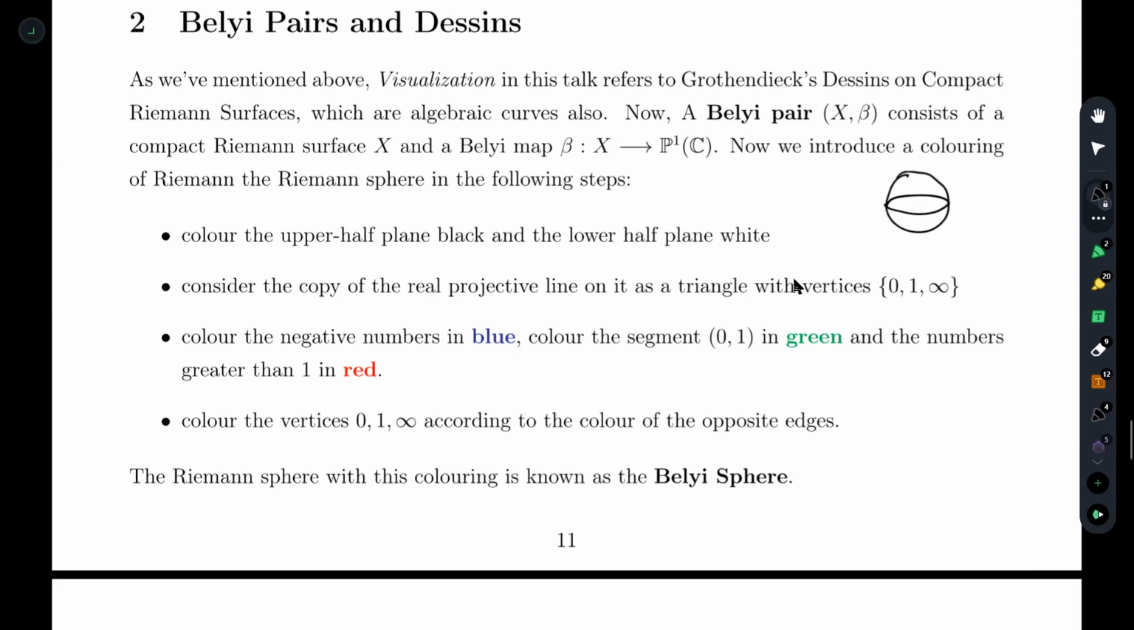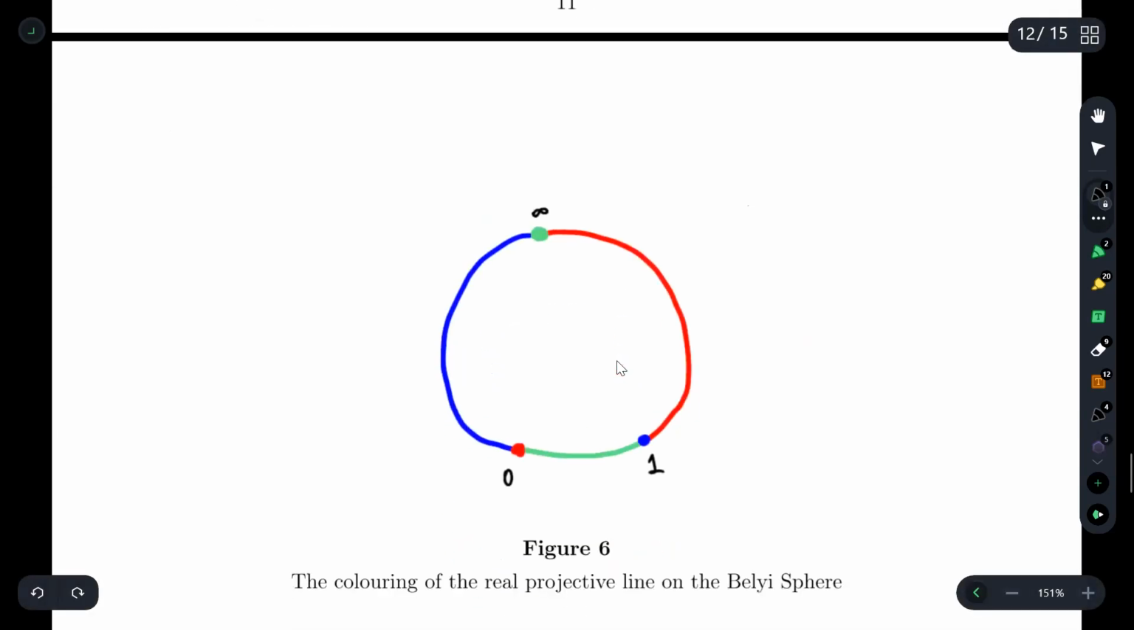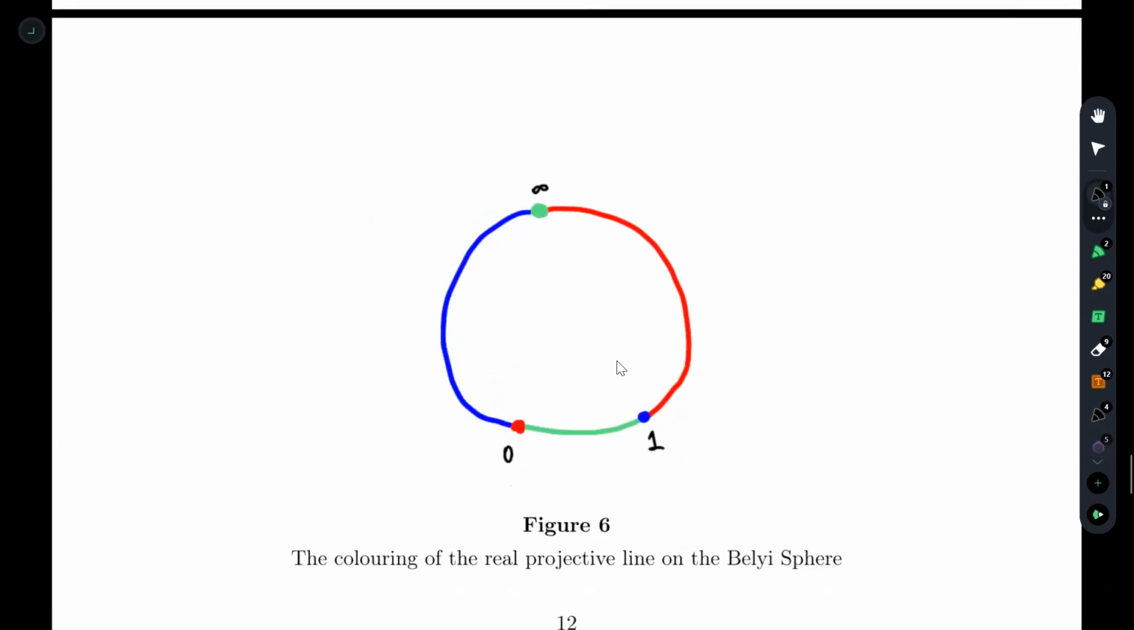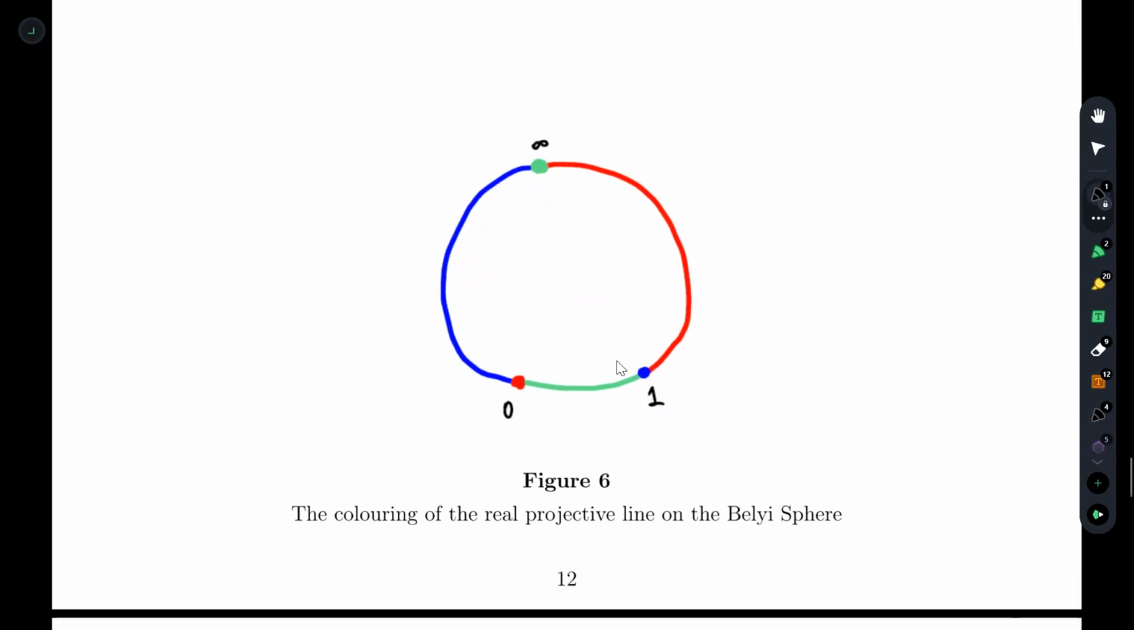So the Riemann sphere colored in this way is called the Belyi sphere, and I have just tried to draw this. This is the copy of the real projective line inside the Riemann sphere, and this is the coloring scheme. Sorry, Riemann sphere. So this is the equator of the colored Riemann sphere, and this is the copy of the real projective line.